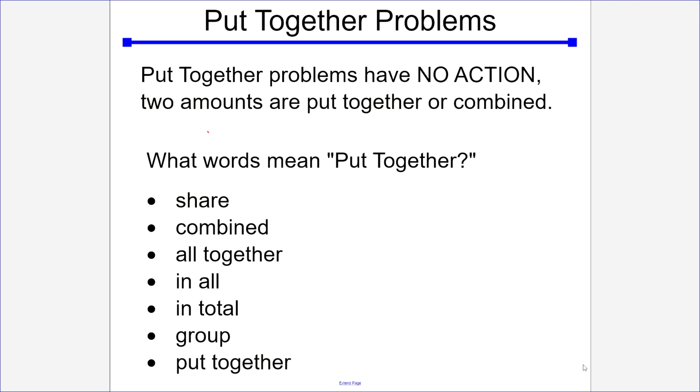When we are solving put-together problems, sometimes we'll actually see the words put together in the problem. But oftentimes there are other words that tell us in the story problem that two amounts are being put together or combined. Some of the words that we might see are share, combine, all together, in all, in total, grouped, or put together.